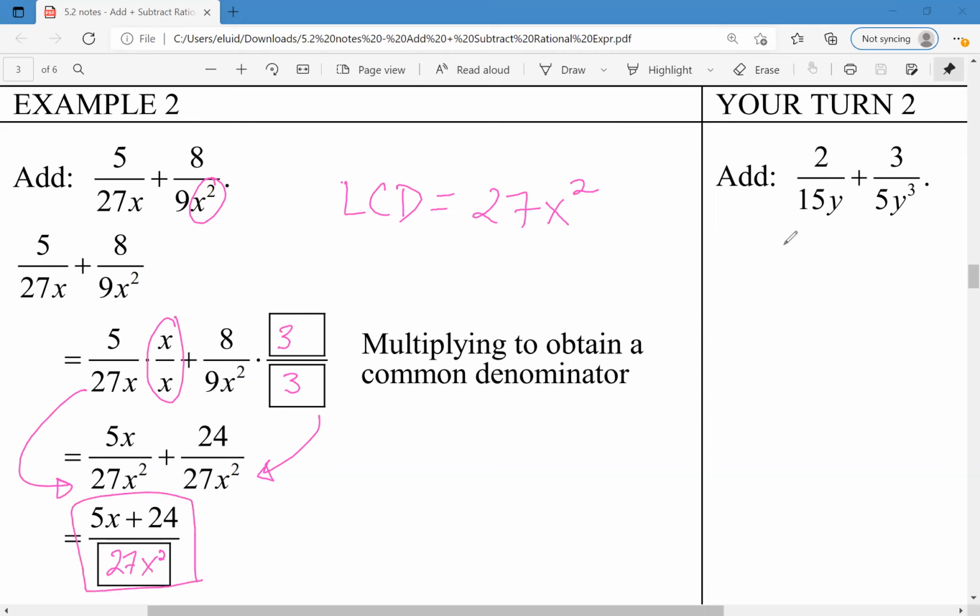Let's take a look at the your turn. 2 over 15y plus 3 over 5y to the third. Okay, so let's see. We're going to start thinking about what our common denominator is and how to get there. So I'm looking at the numbers 5 and 15. 5 goes into 15. So if I could change the 5 into a 15, that will work. So my least common denominator will have a 15.